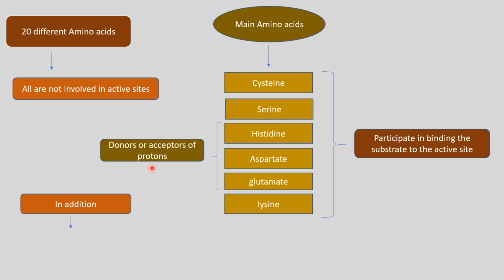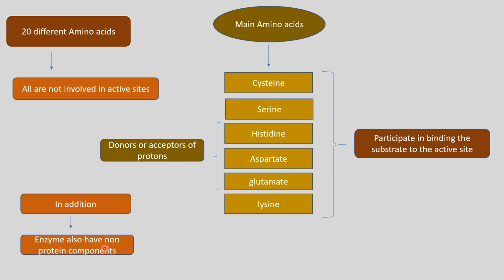Now we saw that amino acids are present at the active site. These 6 amino acids are present, not all of these 6, but depending upon the enzyme, the amino acids present out of these 6 may vary. But in addition to these amino acids, enzymes also have non-protein components. Non-protein components means that these are not enzymes.